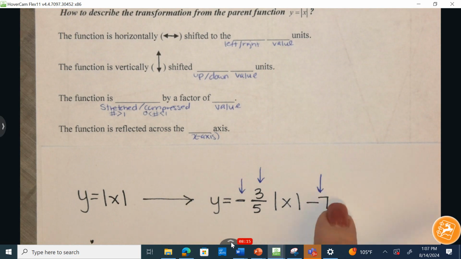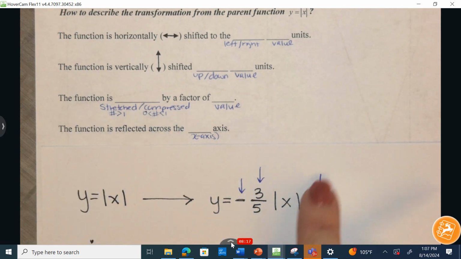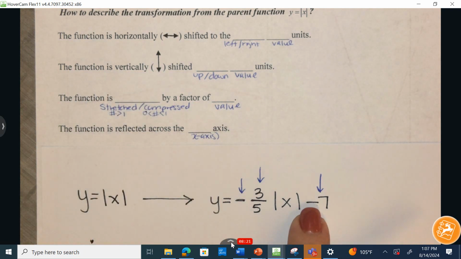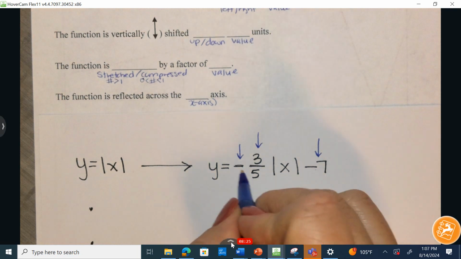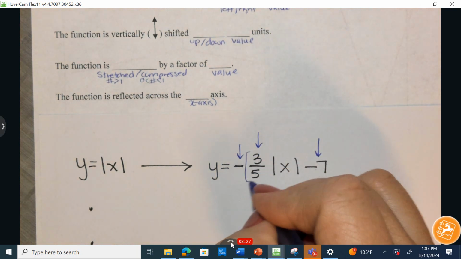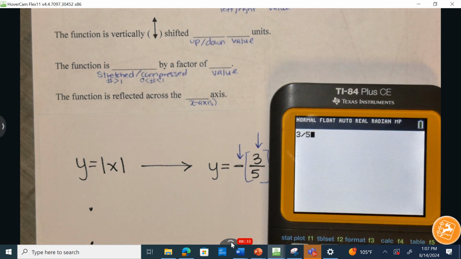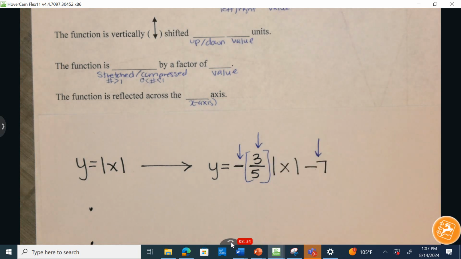There is a number in back, and remember it lies to us, or sorry, it tells the truth. The function is vertically shifted down 7 units. Writing that out for the first bullet point. These are 2 separate things, and we're going to talk about that next. The first thing is I'm going to take 3 divided by 5, and I get 0.6.